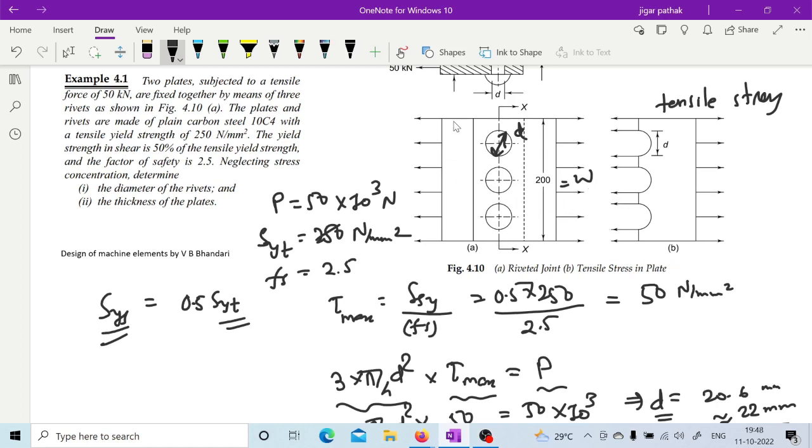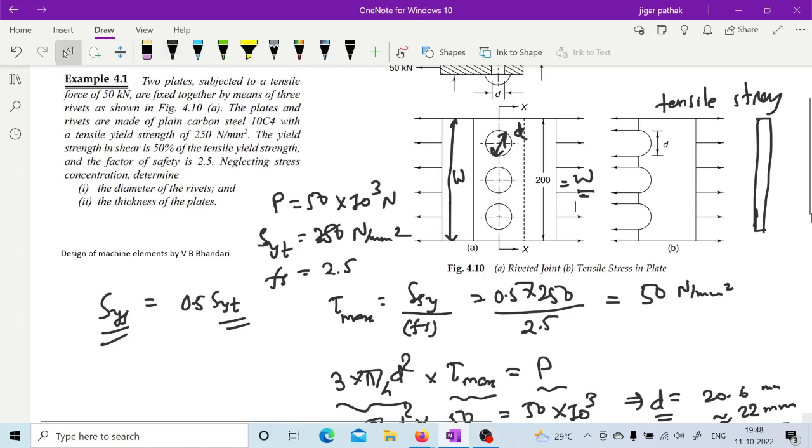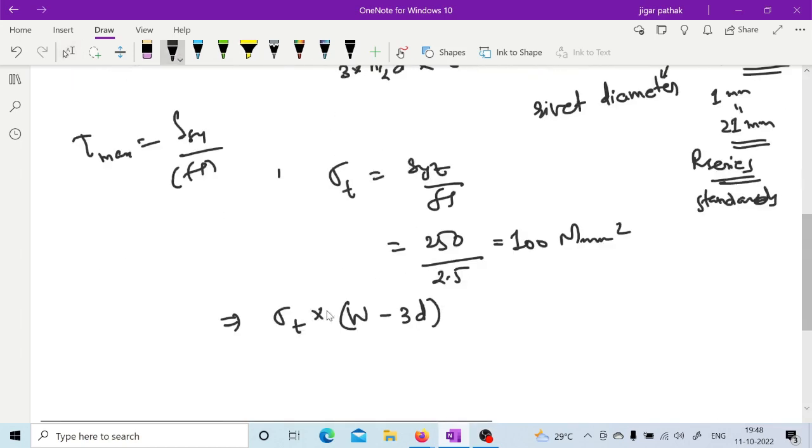So area will be this length into the thickness of the plate. If you go for this particular cross section, your plate may have the area W into T, because here the full width is available in this region, whatever I have drawn. But when you take this cross section, as mentioned here, XX along XX, this 3D must be subtracted from the full width W. So W minus 3D into thickness will give you the area.